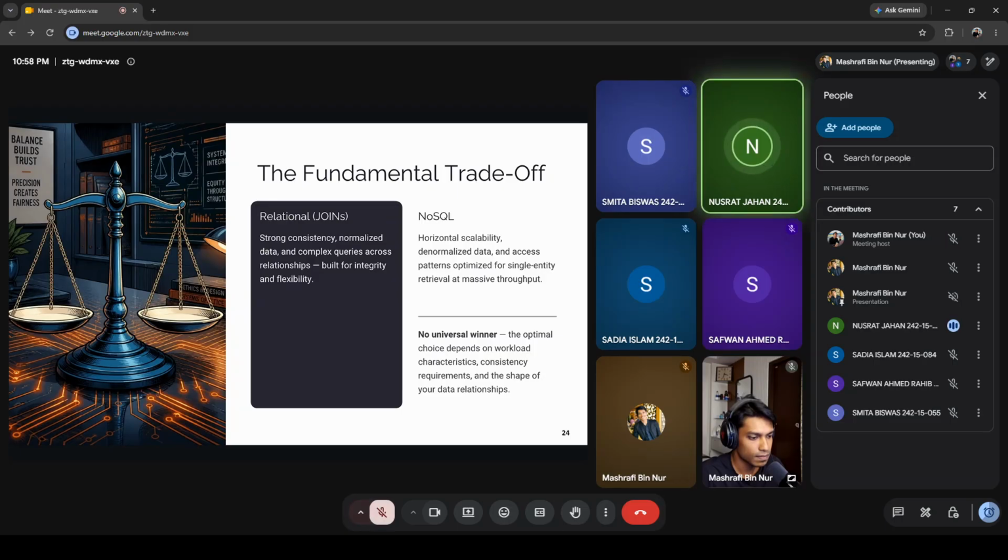Relational databases, especially when we need joins, are strong in data consistency, normalization, data integrity, and complex relationships. If an application has many connected entities and we need complex queries across those entities, a relational database is usually a very good choice. On the other hand, NoSQL focuses more on horizontal scalability, high throughput, and flexible data model. So if we have a huge amount of data and need to distribute it across many servers, NoSQL can be more suitable. The most important point here is there is no universal winner. The right choice depends on our specific requirements. Next slide.